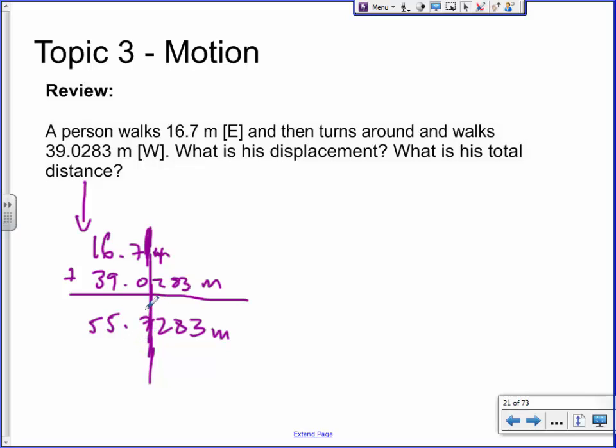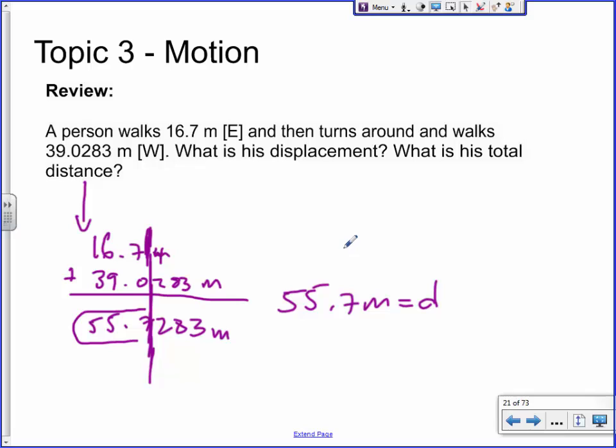So this is the best we can do though. The answer would be 55.7 meters. That's how far we walked as a distance. And we'd represent that with just a regular old D, no little hat thing on top of it. So far so good? Alright.